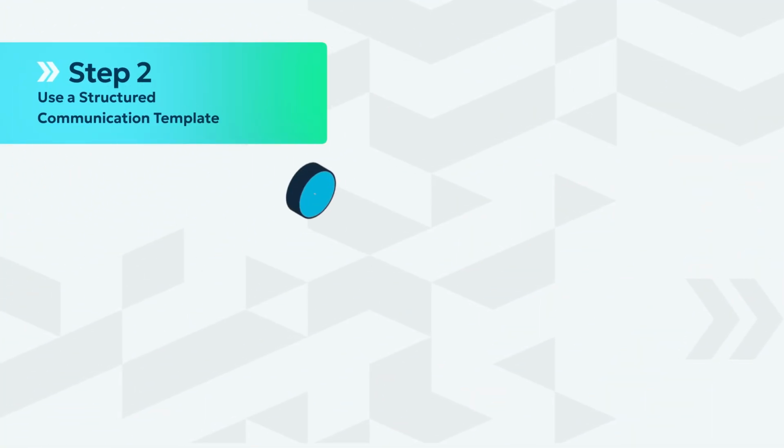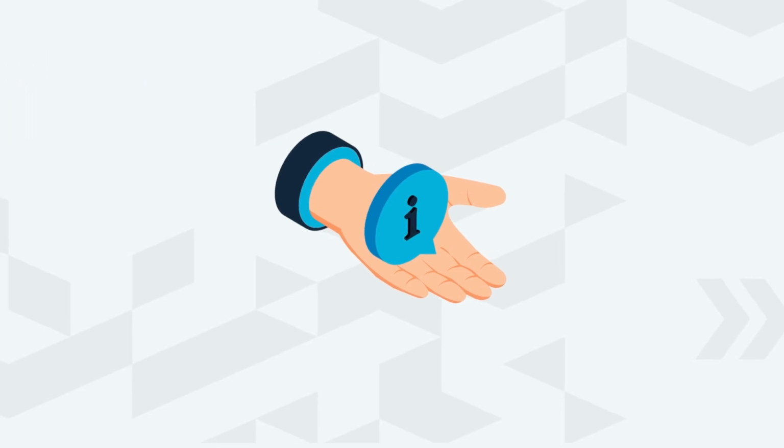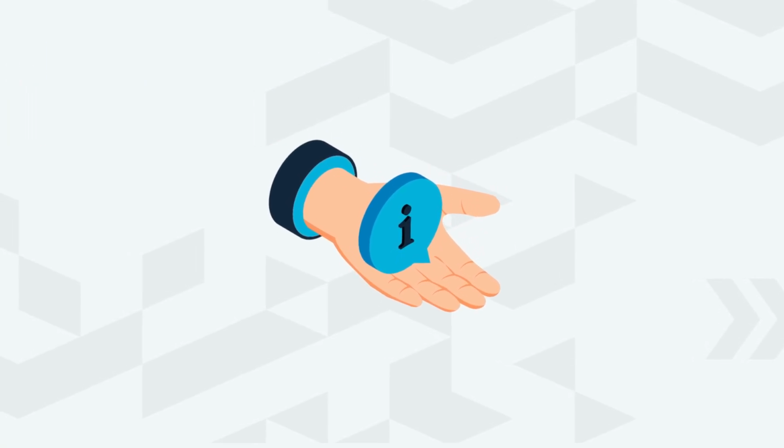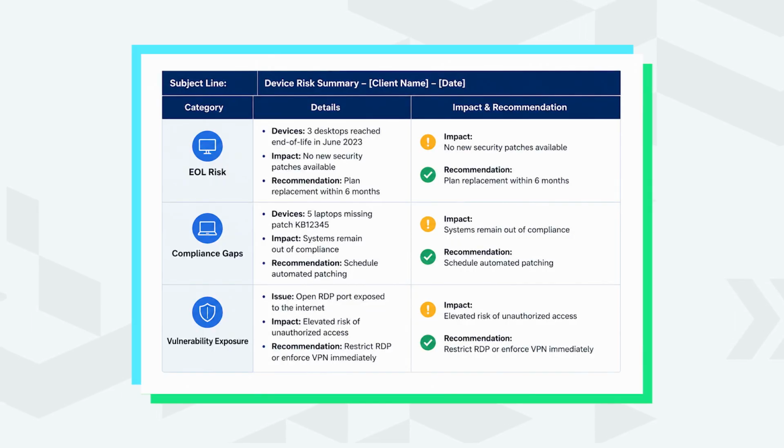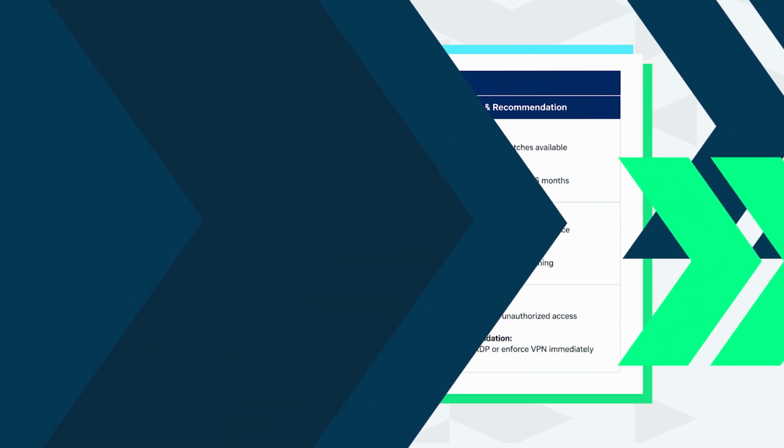Step 2. Use a structured communication template. When stakeholders receive information in a consistent format, they spend less time interpreting and more time deciding. A structured template might look like this, organizing risks into clear sections and concluding with a call to action. This structure reduces ambiguity, improves internal workflow repeatability, and supports informed business decisions.